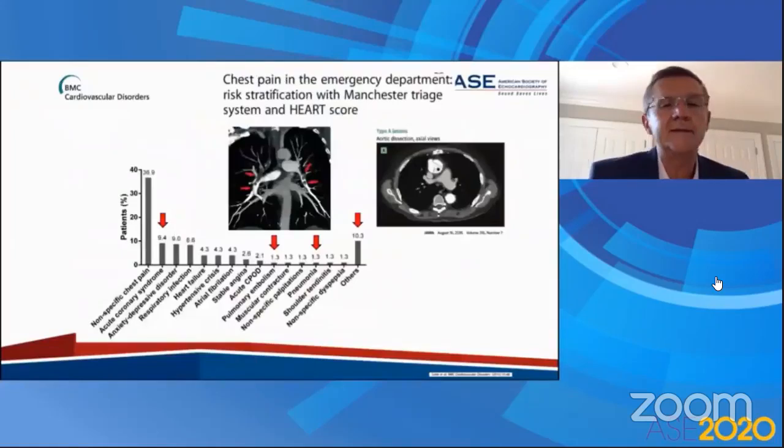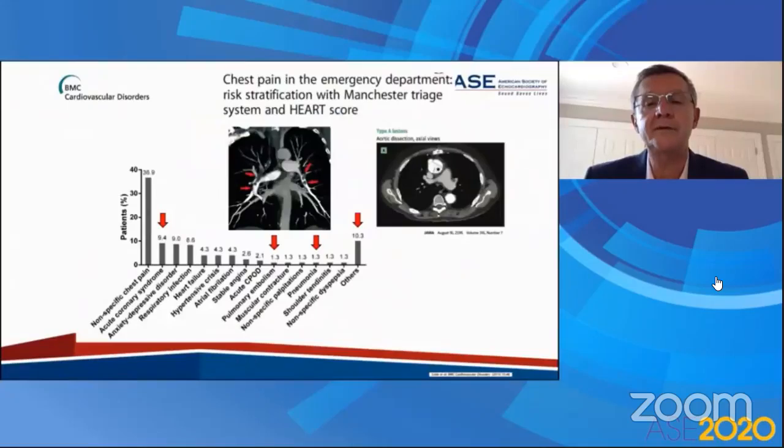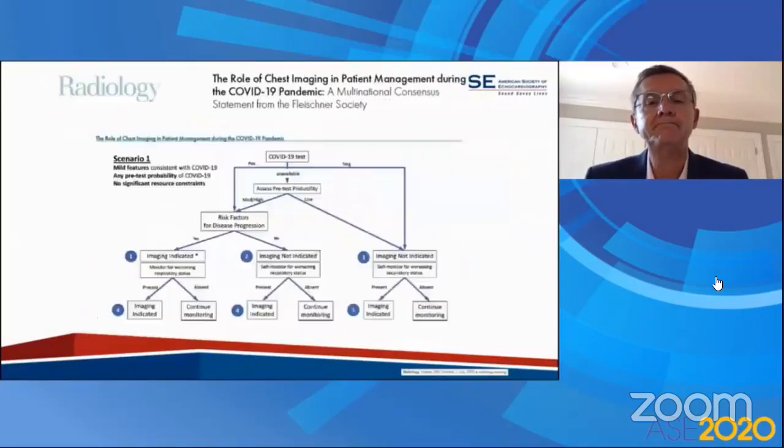Nevertheless, keep in mind that CT has certain advantages that are important. And if you have the technology available, it does represent an advantage in the sense that only about 10% of patients that present with chest pain actually have an acute coronary syndrome. About 1.3% have acute pulmonary embolism. Several have other conditions like pneumonia, dissection.